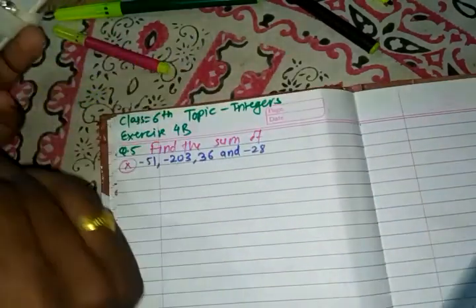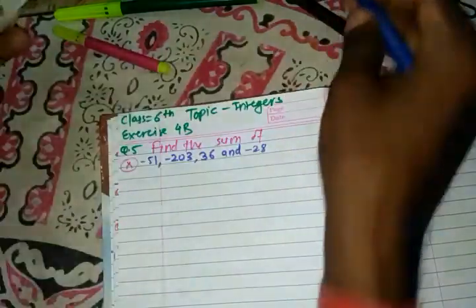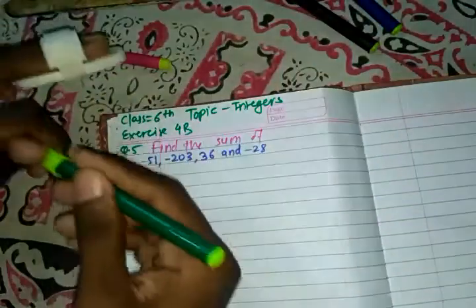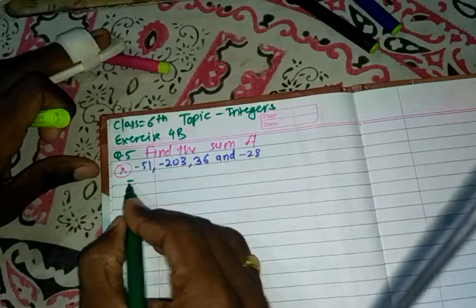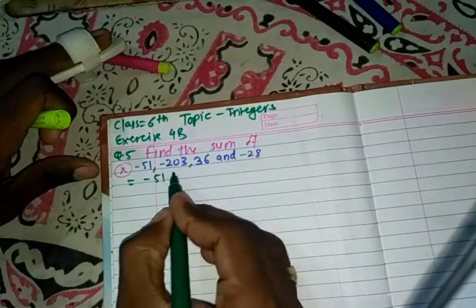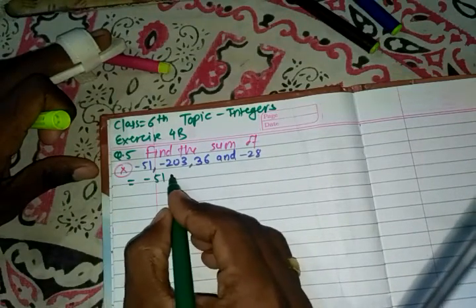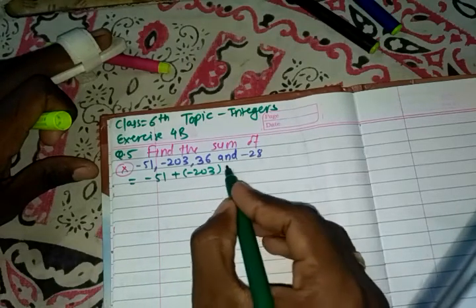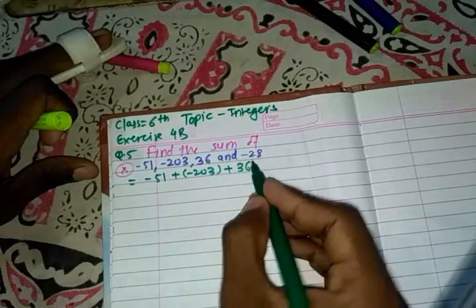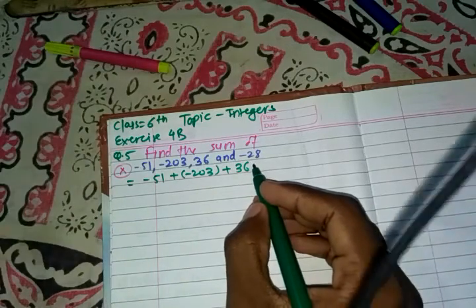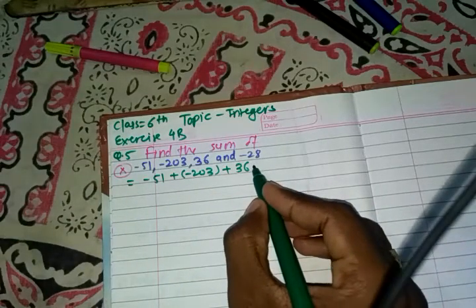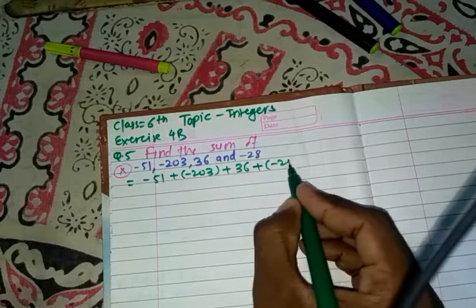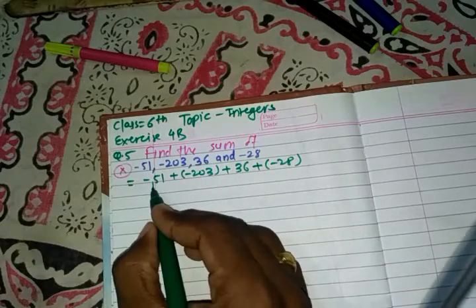So first I will take two numbers and try to add them. I will take first minus 51 plus minus 203. Then I will write 36 plus minus 28. So first I will add these two.